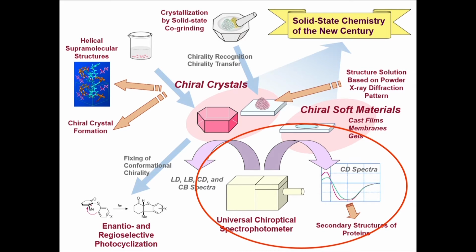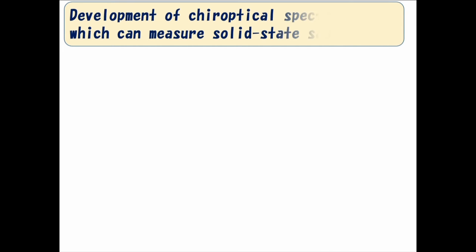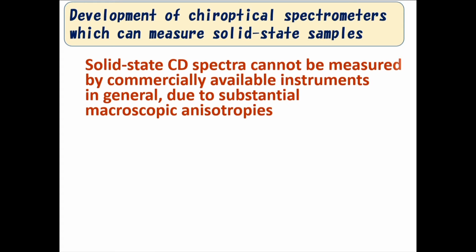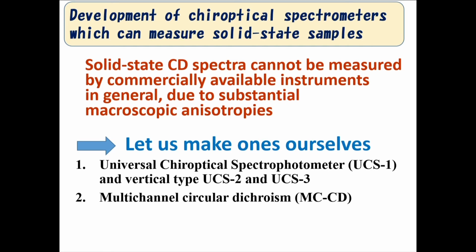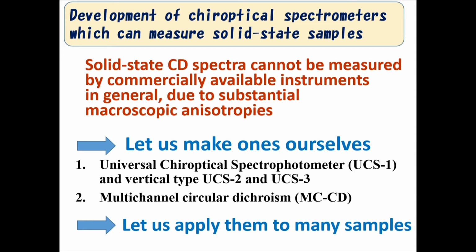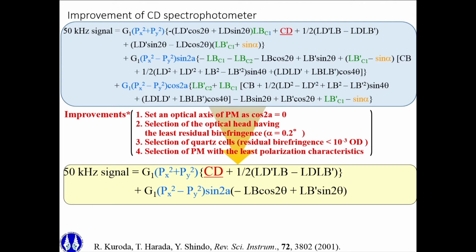I'm not going to talk about stereochemistry, but just quickly about the development of chiroptical spectrophotometers, which can measure solid-state samples, because you cannot measure solid-state CD by commercially available instruments. What do you do? You make the instrument yourself. You have to make tools yourself. And so I made two and had a patent on this. And if you make this, you apply this to samples. That's how you start working on beta-amyloids and others. But I'm not going into details because I will tell you about snails as well.